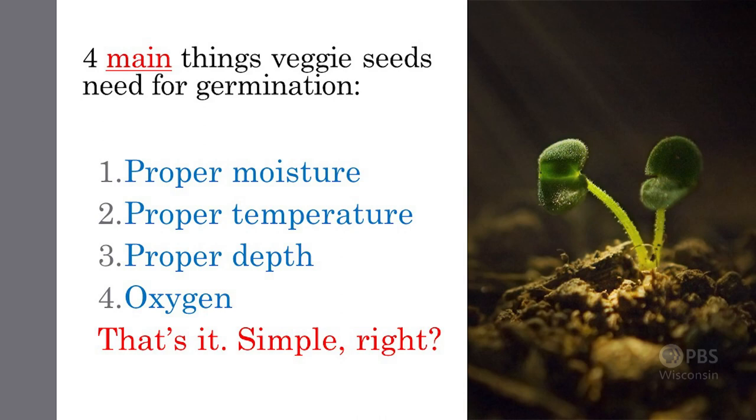I'll talk a little bit about each one and why it's so important and potentially what to look for or watch for if one of these things is missing. So if one of these four ingredients to the recipe is not right or is, like I said, missing completely, you may have a really bad scenario. You may not get good germination.